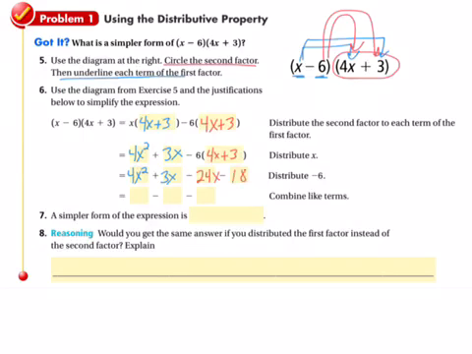My next step will be to combine like terms. The like terms I have are the positive 3x and the negative 24x. When I combine those, that part will be negative 21x. So my simplest form of this expression is 4x squared minus 21x minus 18.